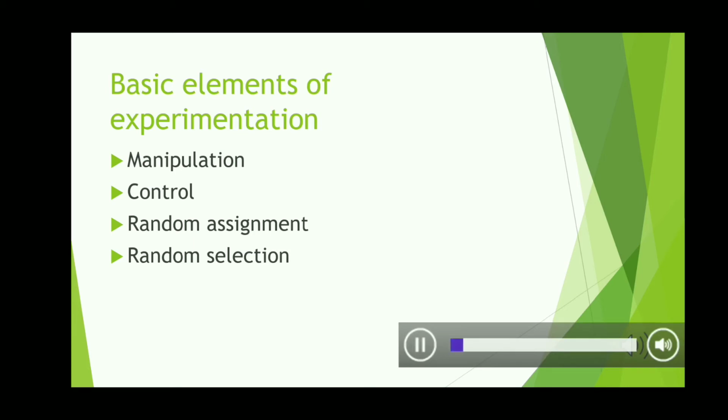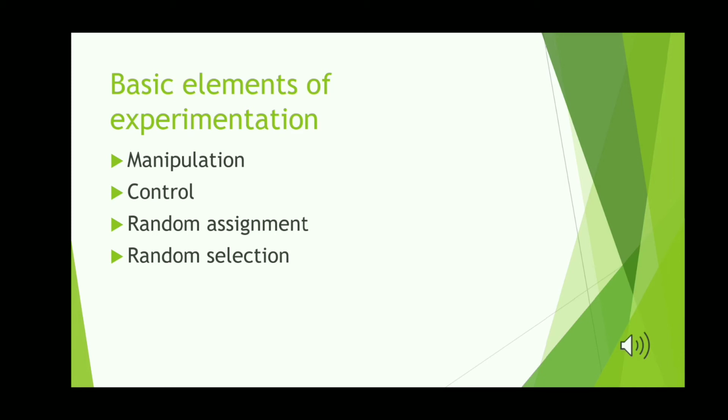Next, elements of experimentation. Manipulation, control, random assignment and random selection. These are the basic elements of experimentation. Manipulation means something purposefully changed by the researcher in the environment. Control is used to prevent outside factors from influencing the study outcome.